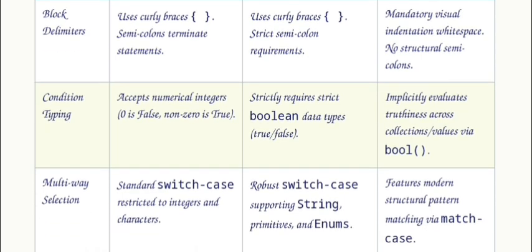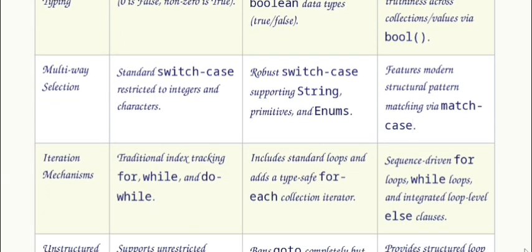Next, the multi-way selection. In C, standard switch case is restricted to integers and characters. In Java, robust switch case supports strings, primitives and enums, that means enumerations. But Python features modern structural pattern matching via match case. Next differentiation is of the iteration mechanisms. In C, there is traditional index tracking for, while and do while. Java OOP includes standard loops and adds a type safe for each collection iterator. Python has sequence driven for loops, while loops, and integrated loop level else clauses.